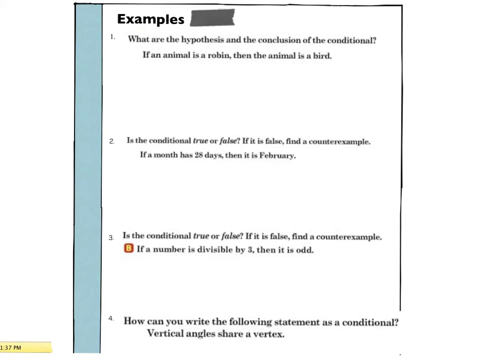Let's look at some examples. The first one says, what are the hypothesis and conclusion of the conditional? So here it is. It says, if an animal is a robin, then the animal is a bird. So we can identify here, if an animal is a robin, would be my hypothesis. And then the animal is a bird would be my conclusion.